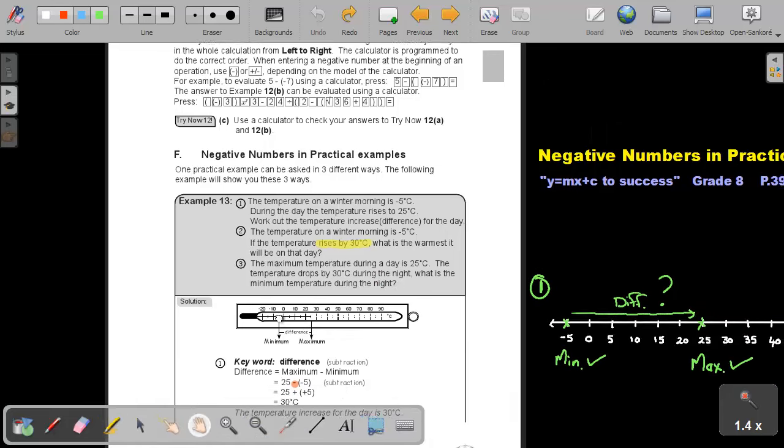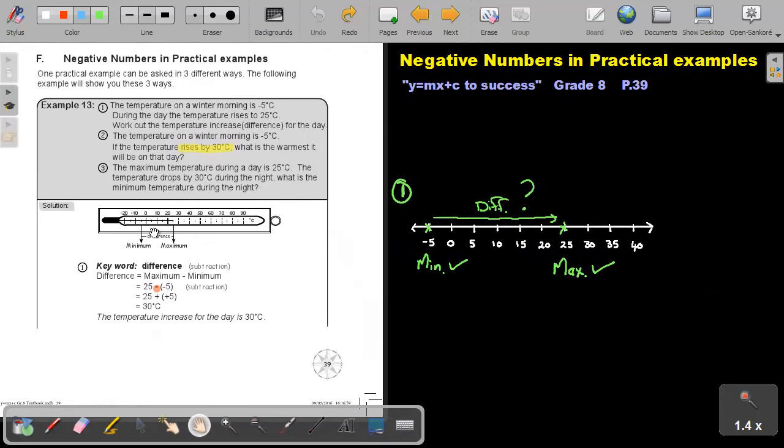Let's just move this page again. Okay, let's just read. The maximum temperature during a day is 25. The temperature, oh, this is important, drops by 30 degrees Celsius during the night. What is the minimum temperature during the night? So look, they give you the maximum, they give you the difference, and they asked you the minimum. Let's just go to the next page to see how we must do that.